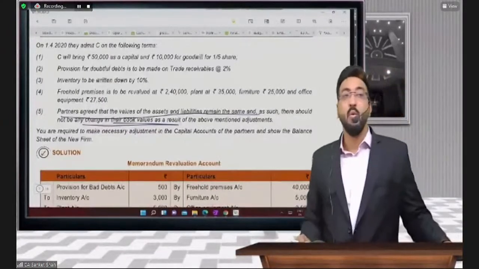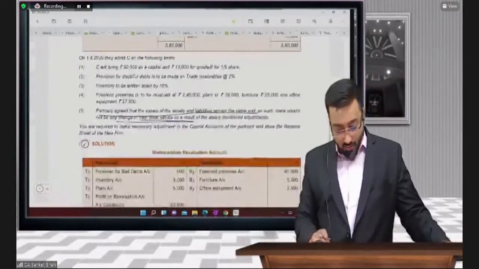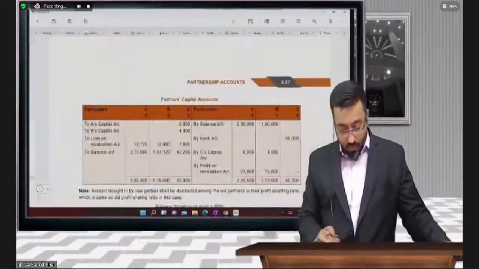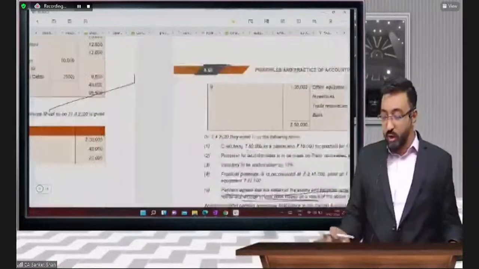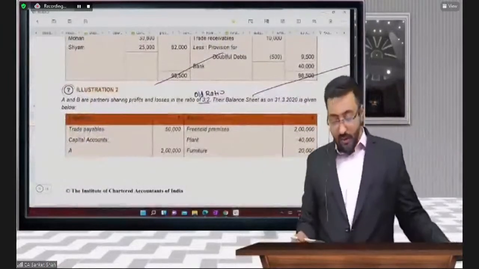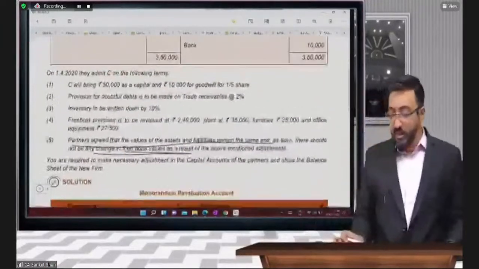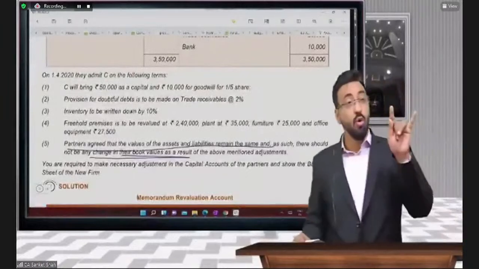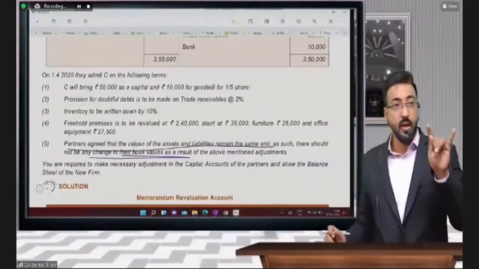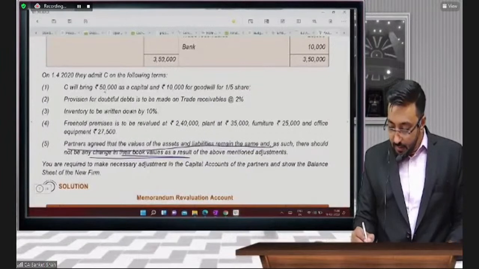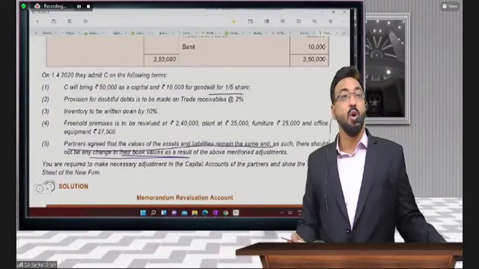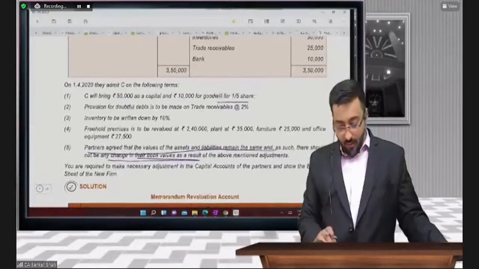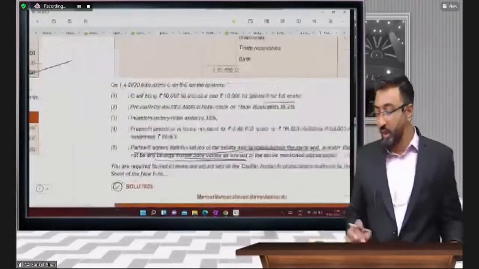Yes. One question we are going to solve in the notebook, properly in the notebook. So see beta, one by one adjustment we are going to do. Yes, now you only tell me. C got 1/5 share. Whether the new ratio is given in the question or not.